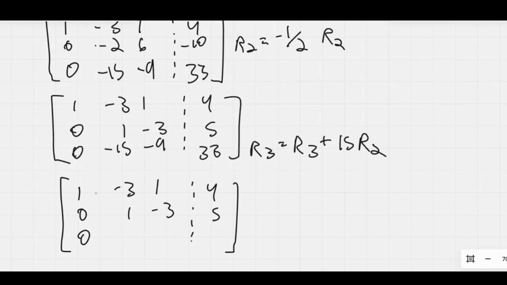Row 3, well, this 0 is going to remain constant because we have 15 times row 2, which is just going to be 0, and added to row 3, again, it's just going to be 0. 15 times 1 is going to be 15. Add that to negative 15, that's going to be 0 over here. And then we also have 15 times negative 3, well, that's negative 45. And negative 9 plus negative 45, well, that's going to be negative 54. So we have negative 54 over here.